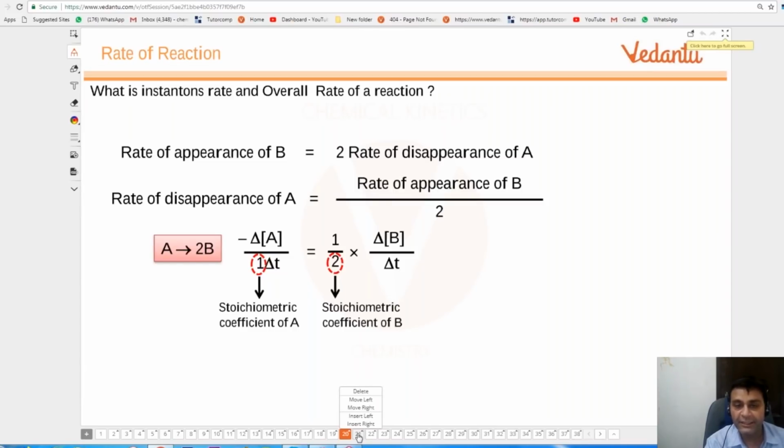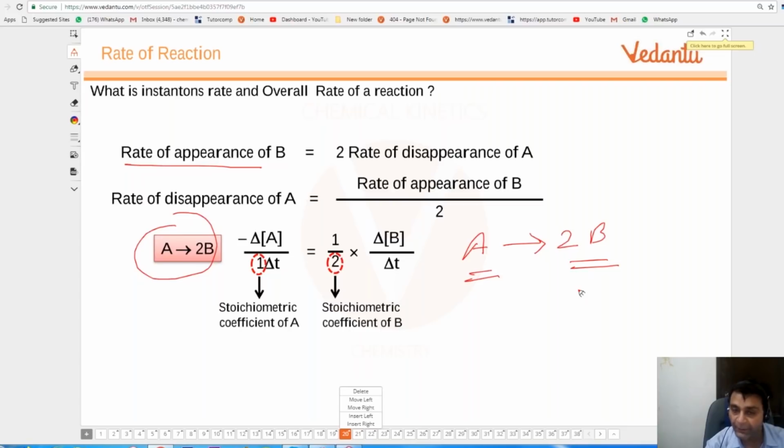Now, I'm talking about the instantaneous and overall rate of reaction, and in terms of rate of appearance and disappearance. This is my reaction here. I say A is the reactant and B is the product. In terms of quantity, if I read this quantitatively, I can say 1 mole of A, if it reacts, gives 2 moles of B. If 1 mole of A disappears, in the same time, 2 moles of B appear. It means the speed of the disappearance of A is half of the appearance of B, or we can say rate of appearance of B is twice as compared to the rate of disappearance of A.